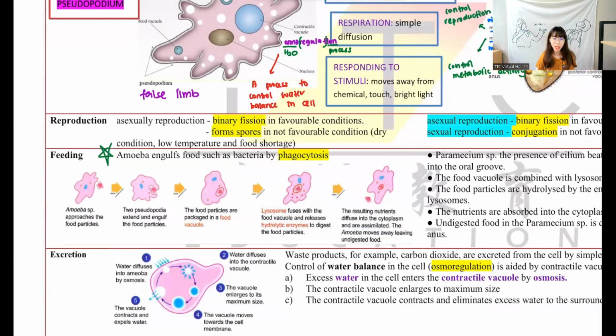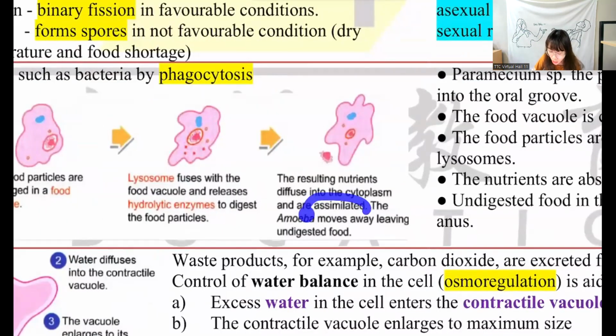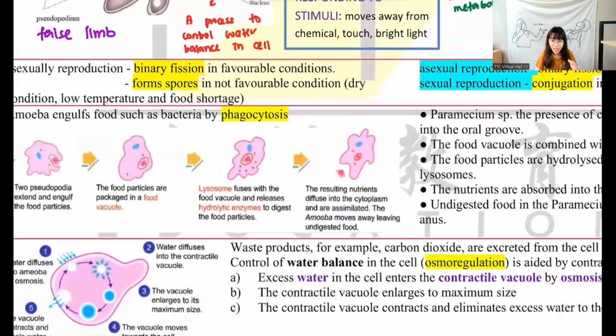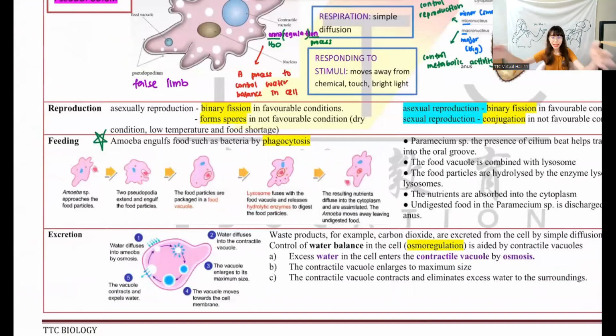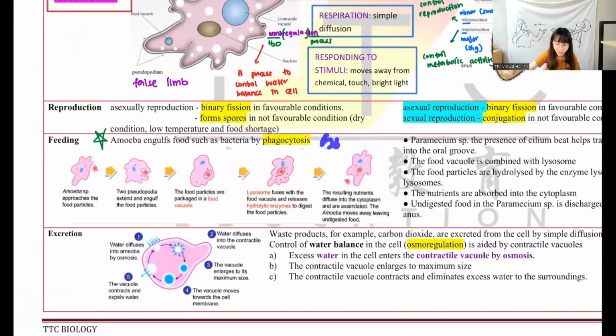So the process is a bit similar to human. We eat, we digest, absorb nutrients, and there's a process called assimilation. Assimilate means you convert your food into something useful. For example, you convert your glucose into energy. This is what we call phagocytosis: extend, engulf, form a food vacuole, fuse with lysosome, lysosome digests the food, absorb nutrients, assimilate nutrients, and the undigested food is left behind as you move forward. This one usually in exam is 5 marks.